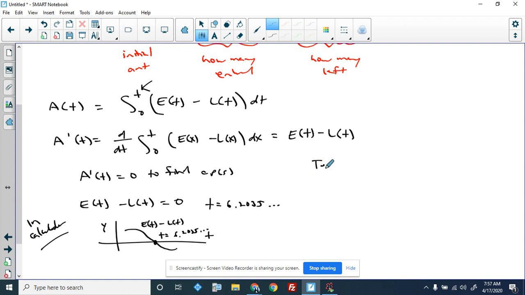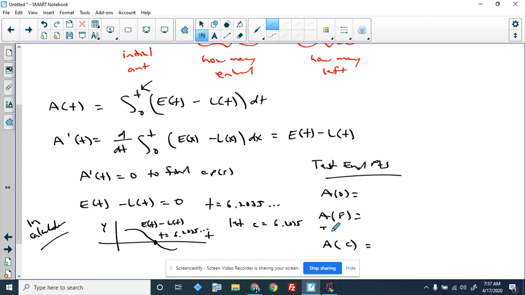So you would say, all right, let's test our endpoints. Let me do A of 0 and A of 8. And then let me test my critical point, which would be A of little c, where little c equals 6.2035, right? So A of little c. And I would test these. So this is testing my critical point. And if you did that, A of 0, we actually knew that was 0.